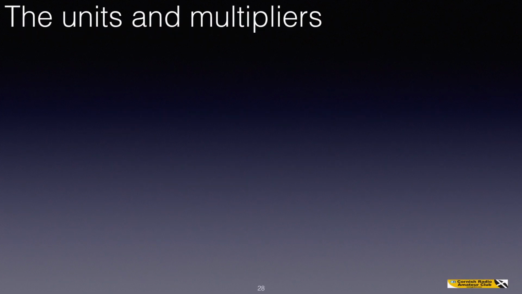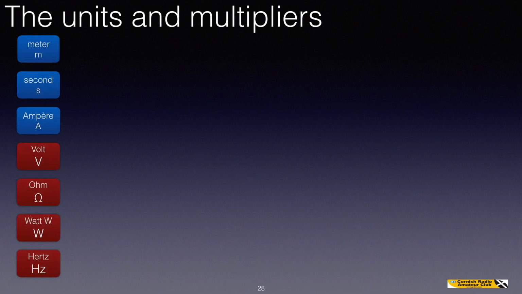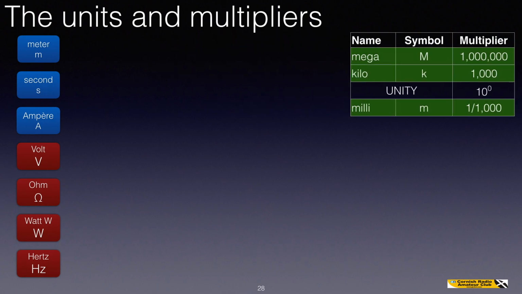So let's have a look again then at the units and multipliers. This is just going over what we've done. Here are the units: the meter, the second, the ampere, the volt, the ohm, the watt, and the hertz. You need to be able to recognize, because it is a multiple choice, but I would suggest be able to write down the abbreviations, and be careful here that you get the capitalization correct. That is important. And here are the three multipliers that you need to be able to remember.